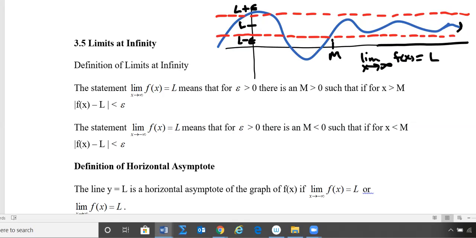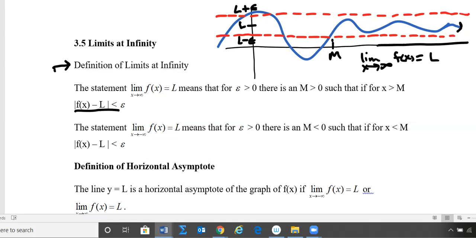Okay, here's our next section, limits at infinity. Going to start off with a definition. It's kind of like an epsilon-delta definition that we saw before for our normal limits. The limit of f(x) as x approaches infinity equals L means that for all epsilon greater than 0, there's an M large enough, greater than 0, such that if x is bigger than M, then we have this condition.